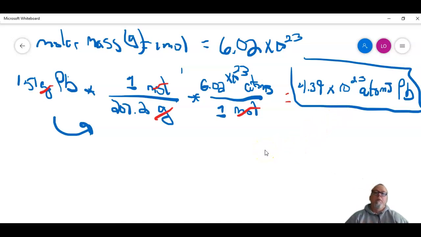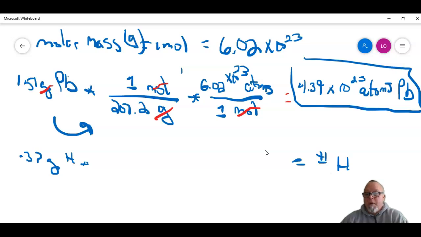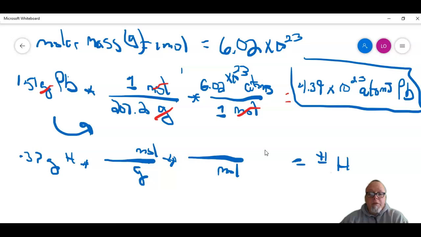Now we could do the same thing through the mole. Let's say I have 0.37 grams of hydrogen, and I want to know the number of hydrogen atoms. I need to go through the mole. So I put grams in the denominator and moles in the numerator. Then I have mole in the numerator, so I have to put mole in the denominator, and then go to atoms.